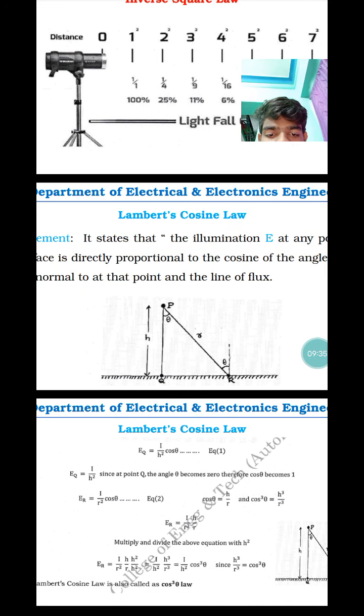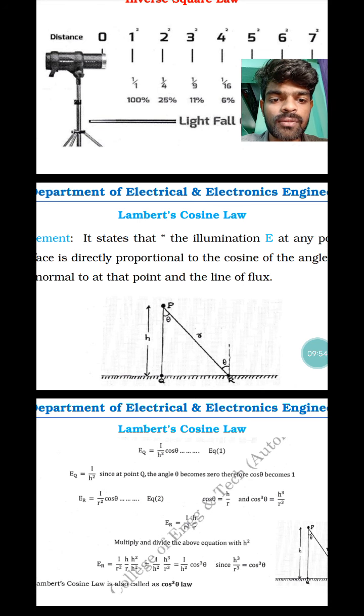Multiply and divide the above equations 1 and 2 with h squared. Then we get h cubed by r cubed is equal to cos cubed theta. Lambert's cosine law is also called the cos squared theta law, the cos cubed theta law.